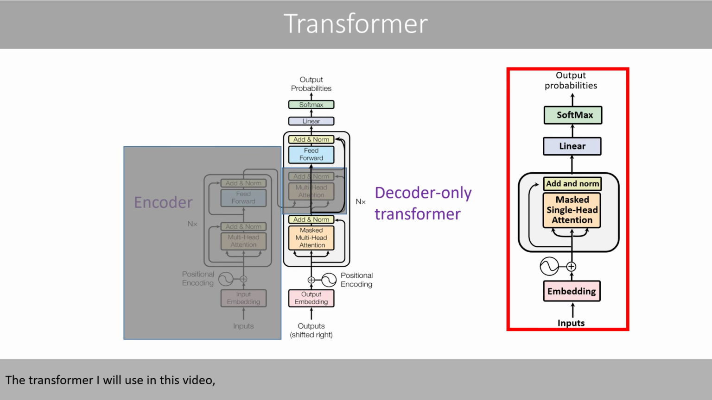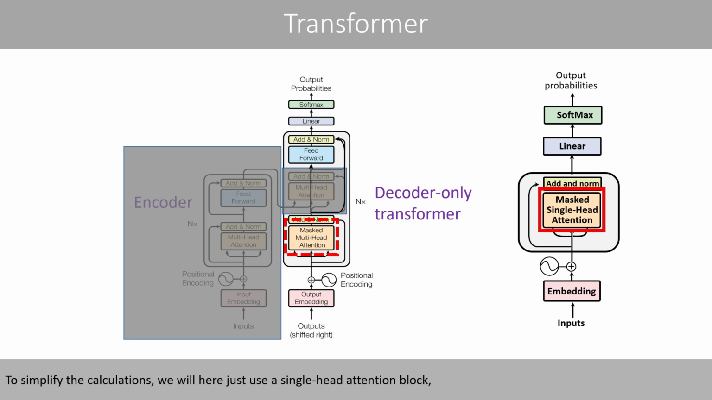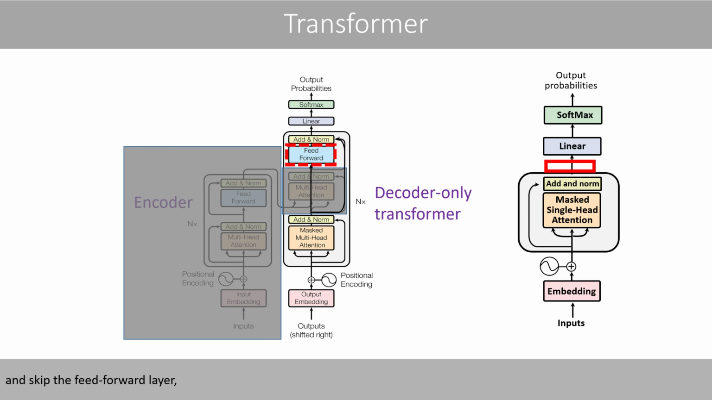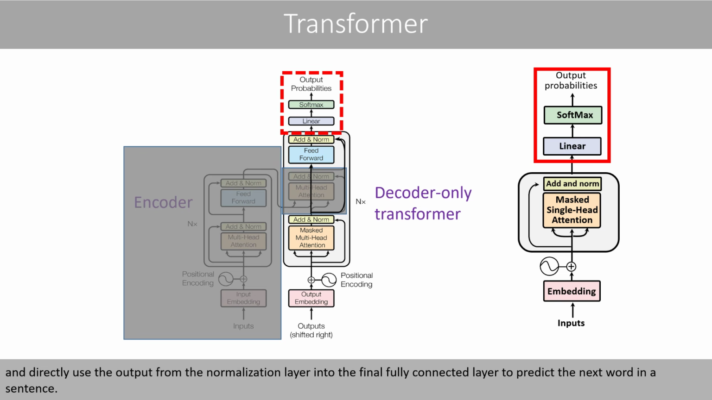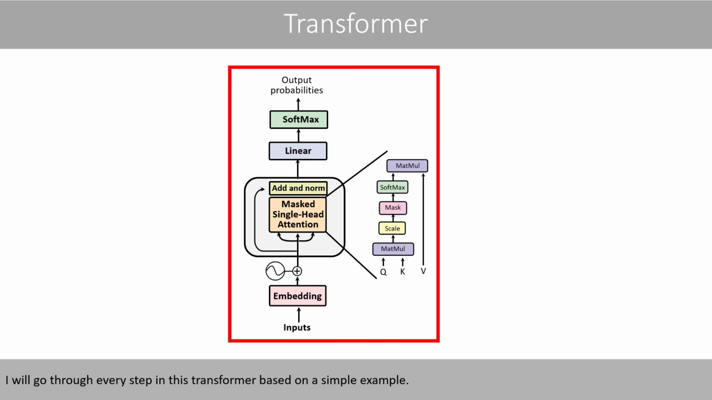The transformer that I will use in this video involves word embedding and positional encoding. To simplify the calculations, we'll here just use a single head attention block and skip the feed-forward layer and directly use the output from the normalization layer into the final fully connected layer to predict the next word in a sentence. Inside a single head attention block, a number of steps take place, which involve the calculation of the Q, K, and V matrices. I will go through every step in this transformer based on a simple example.